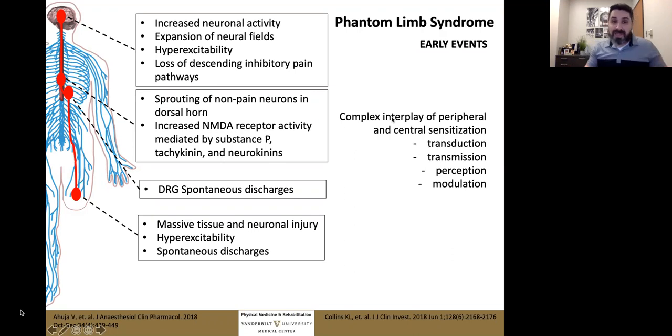So there's a complex interplay immediately, early events, right? So central, peripheral and central sensitization. Transduction is basically the converting of mechanical pressure to electrical activity that gets coded and volleyed up, right? Or thermal, or chemical inflammation, like inflammatory substances that then get coded in as nerve impulses and come up. So transduction gets affected, transmission gets affected, perception gets affected, and modulation of all of these gets affected.